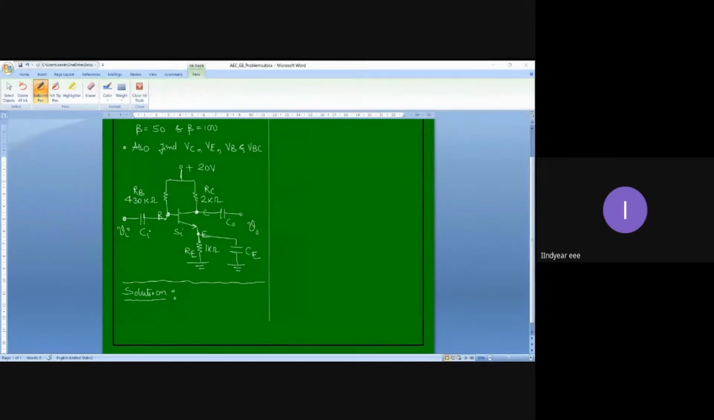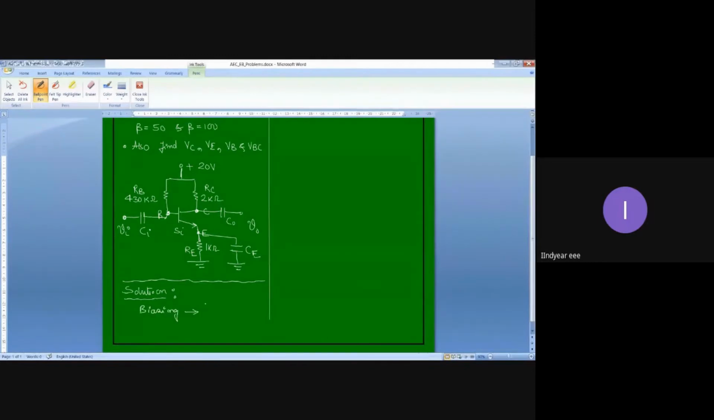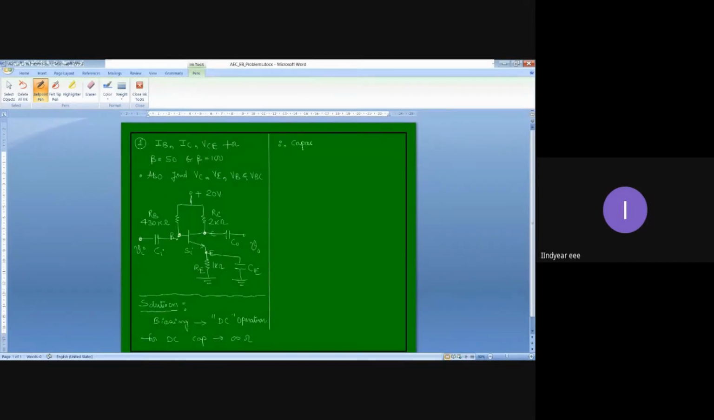Capacitors, will they affect biasing operation? Biasing is purely DC operation. For DC, capacitors offer infinite reactance, and therefore capacitors can be treated as open circuit elements for DC analysis. This is very, very important. So capacitors can be treated as open circuit elements for DC analysis.